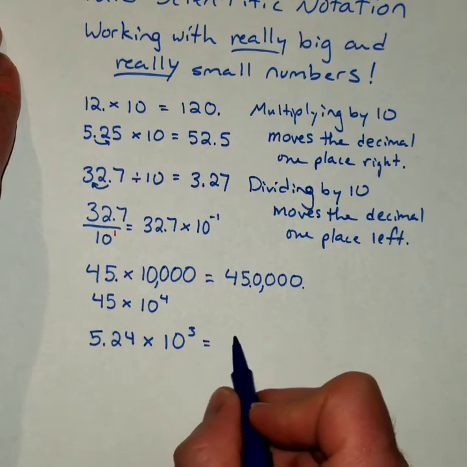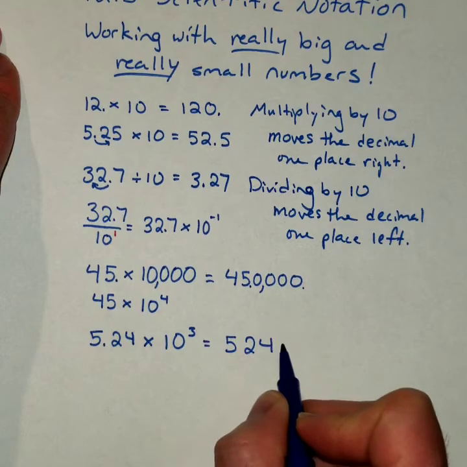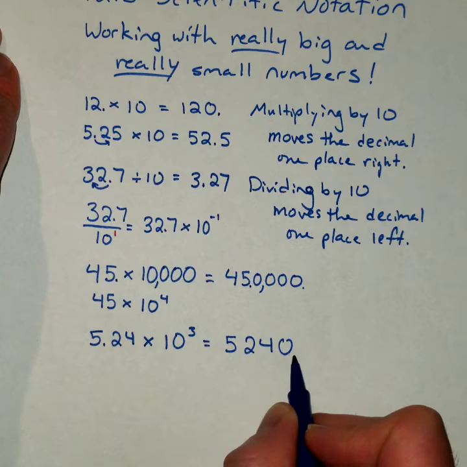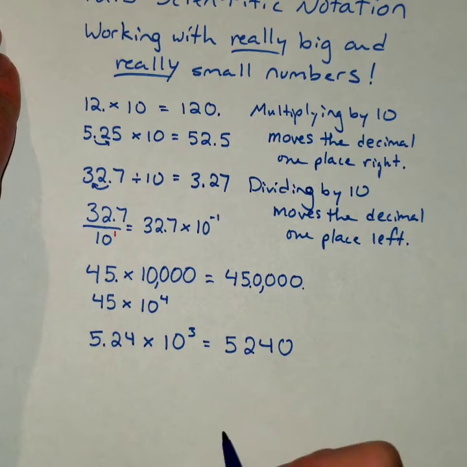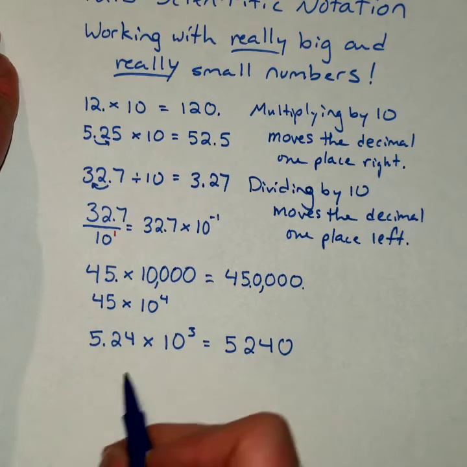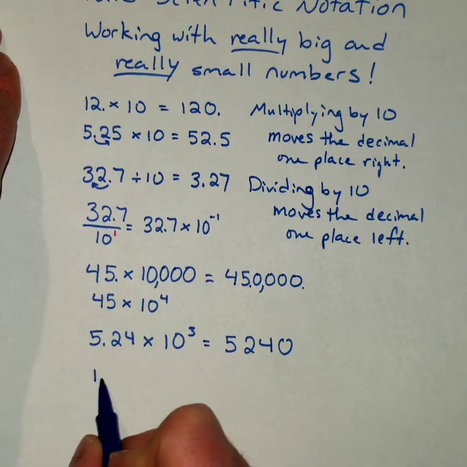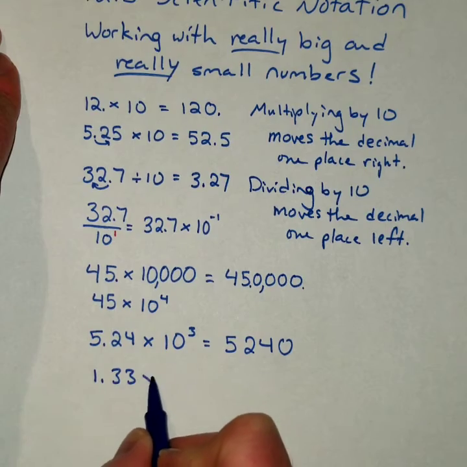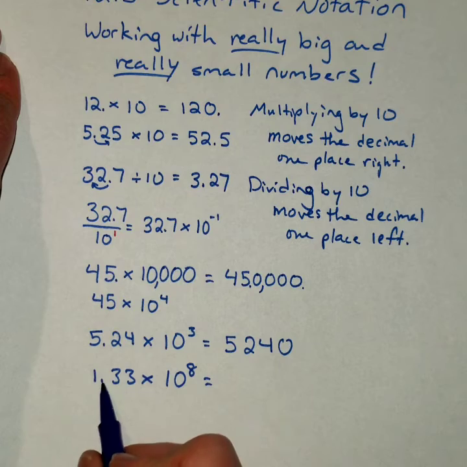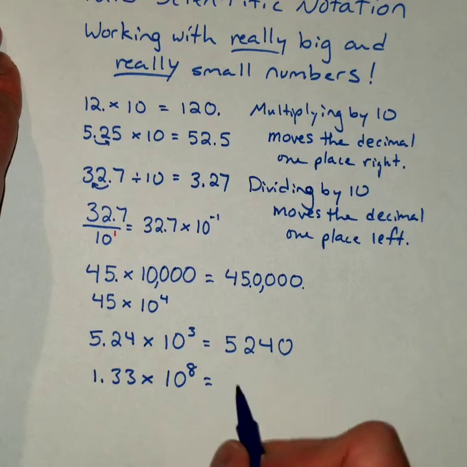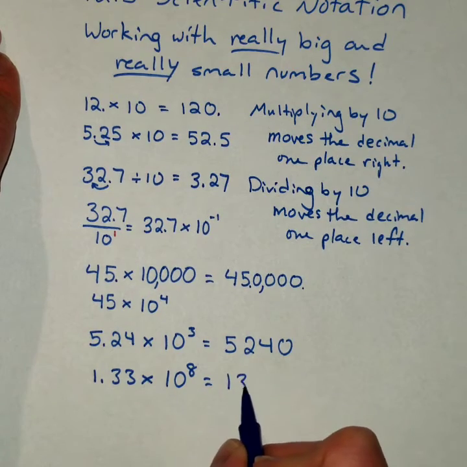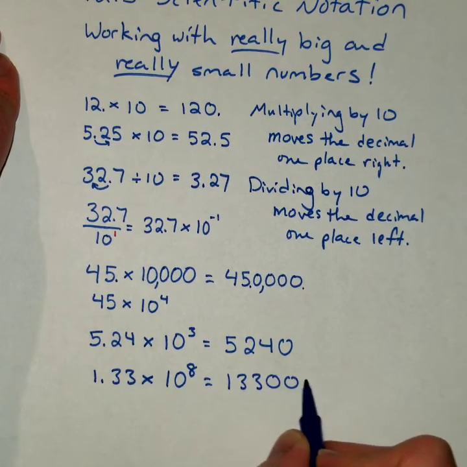And this would end up being 5240, right? So from here you go 1, 2, 3 places over to get the decimal. So 5,240. If we wanted to do 1.33 times 10 to the 8th power, well, again, you move the decimal 8 places. So you get, and it's to the right because of positive power. So it's 1, 3, 3, 0, 0, 0, 0.